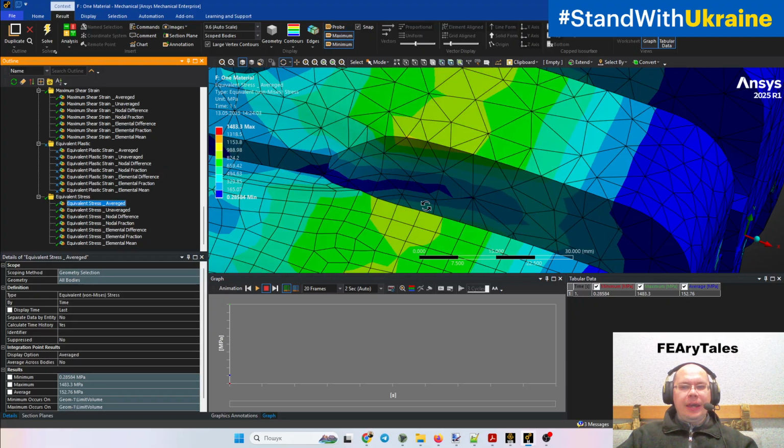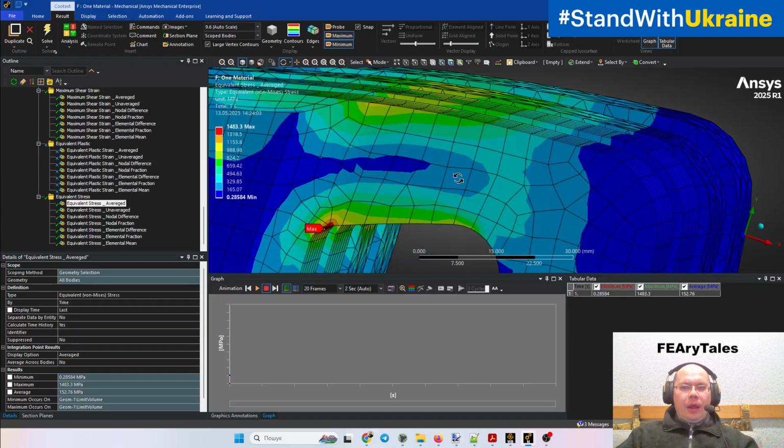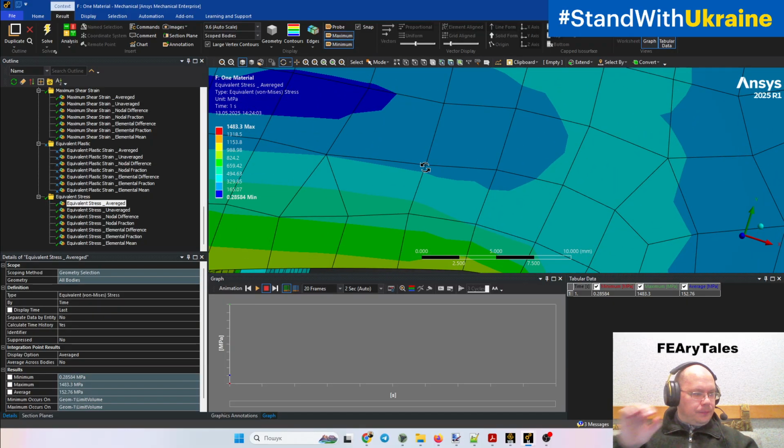When we talk about the averaged result, for every node, we obtain a result from every element which has this node, make an average of this result, and then create a linearized stress distribution between the nodes. That's why we have such a smooth line without any bricks, with some waves, with some peaks, but without any bricks.